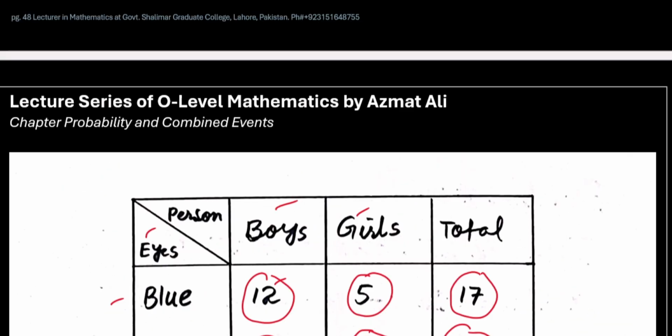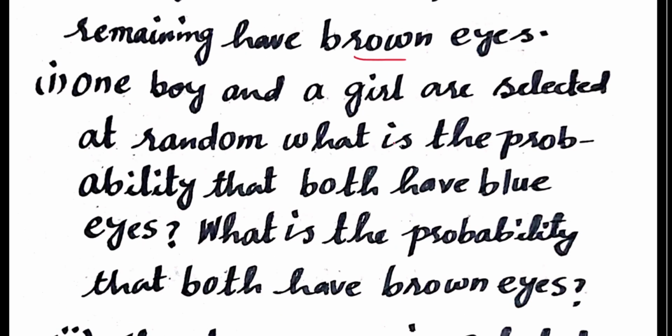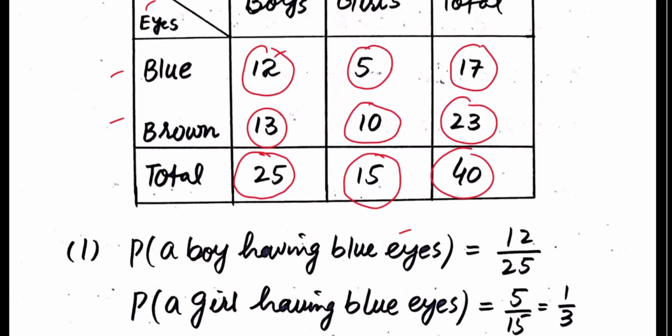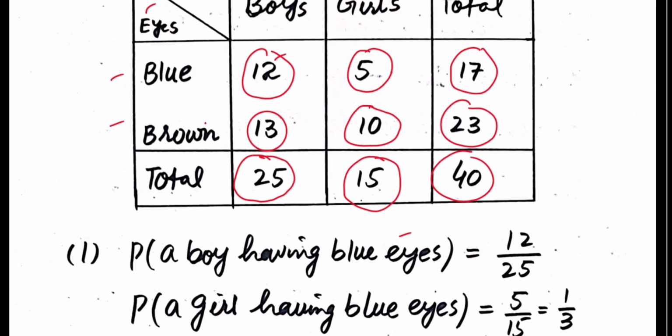We have to find the probability in the first case. One boy and a girl are selected at random. What is the probability that both have blue eyes? Both have blue eyes. Probability of a boy having blue eyes. As there are total boys, total boys are 25 and the boys that have blue eyes are 12. So this is 12 over 25.